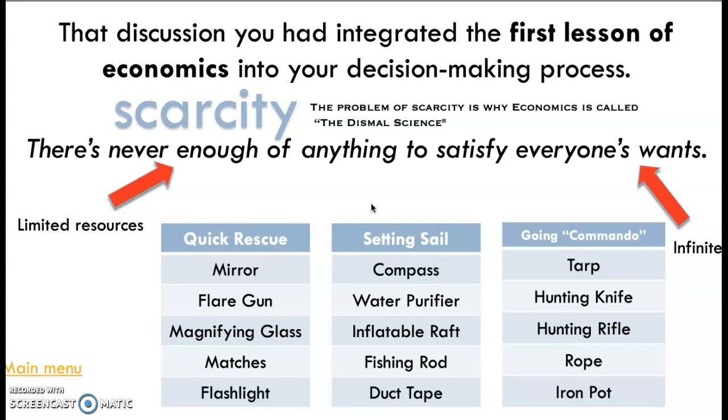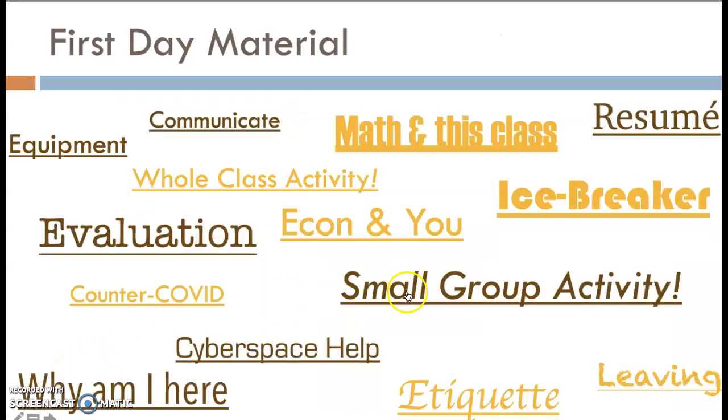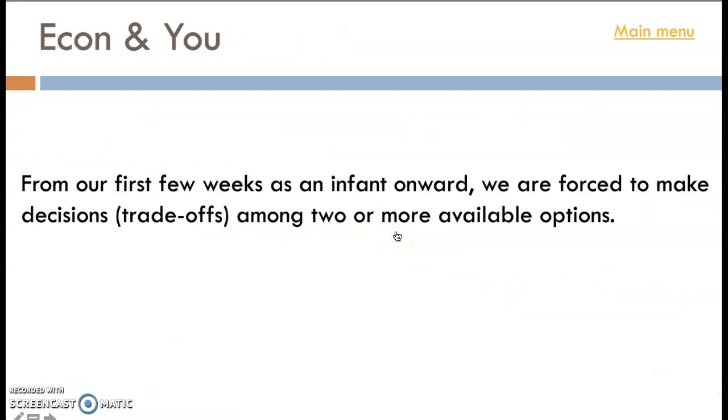In either case, you couldn't have it all. You couldn't set yourself up for every eventuality, and that is just a fact of life. So that's our small group activity, which leads us to Econ and U. Just like that activity, and in your real life, and you could probably think of a handful of examples within a minute if you really put your mind to it, we have been forced to make trade-offs among 2 or more available options.